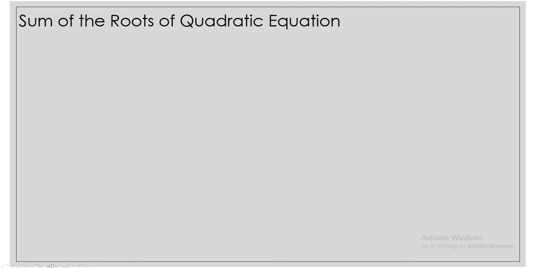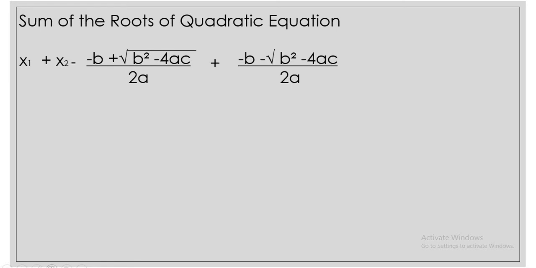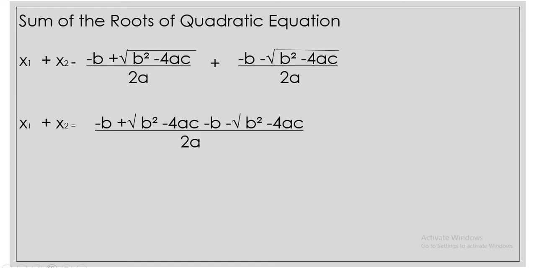So let us discuss the sum of the roots of a quadratic equation, x sub 1 plus x sub 2. From the quadratic formula, negative b plus the radical of b squared minus 4ac over 2a, plus negative b minus the radical of b squared minus 4ac all over 2a. So again, this equation came from the quadratic formula. Then x sub 1 plus x sub 2, we have here a simplified form: negative b plus the radical of b squared minus 4ac.